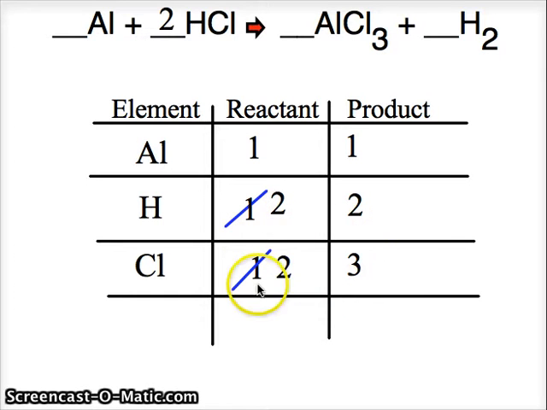Notice that chlorine still doesn't match. I need more on the reactant side. So I cross off the 2 that I just put on there and turn it into a 3. Now I have to change my table. I cross off the 2 and make it a 3. And I cross off this 2 and also make it a 3.